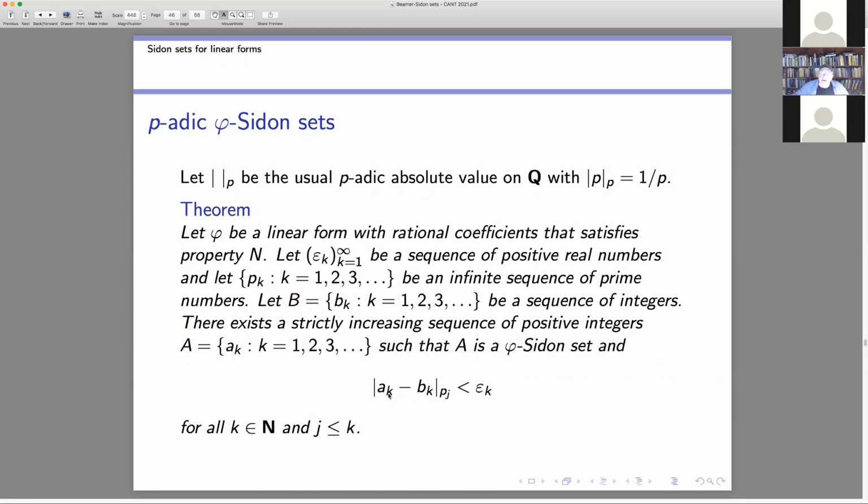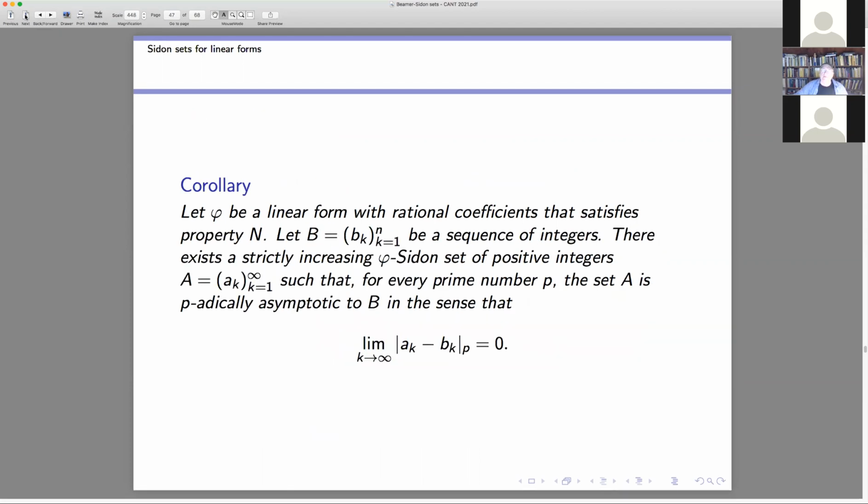And a_k minus b_k, p-adically, is less than epsilon_k, not just for one prime p, but for all the primes, for the first k primes in your sequence. Which means in particular that a_k is p-adically asymptotic to b_k simultaneously for every prime. So it's not just a p-adic approximation for one prime, but it's a p-adic approximation for all primes. And this just says the same thing.